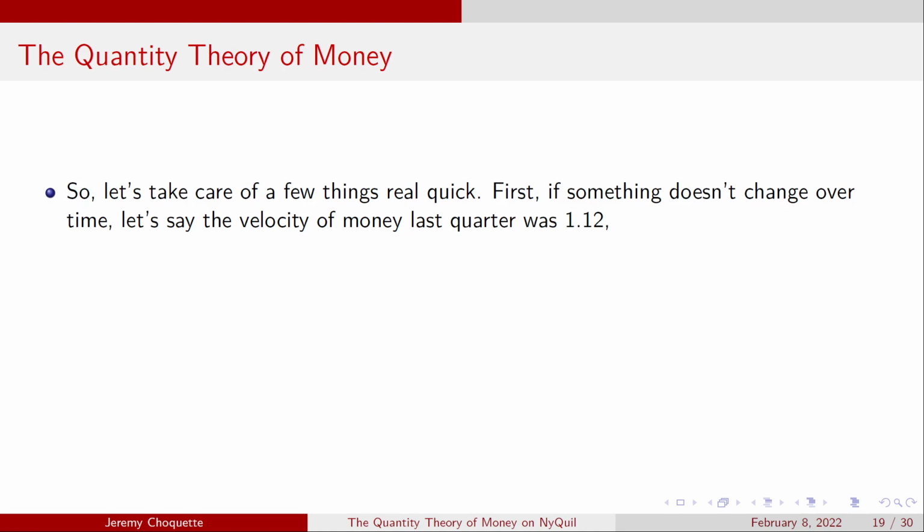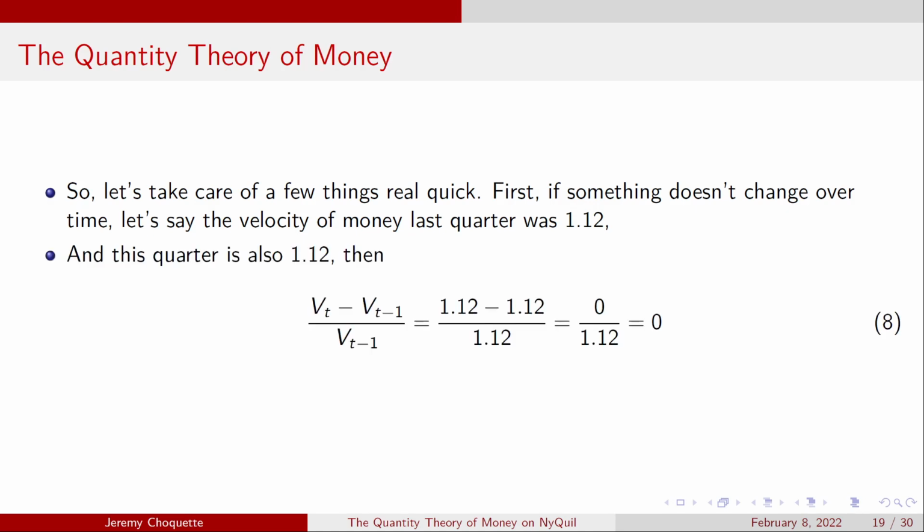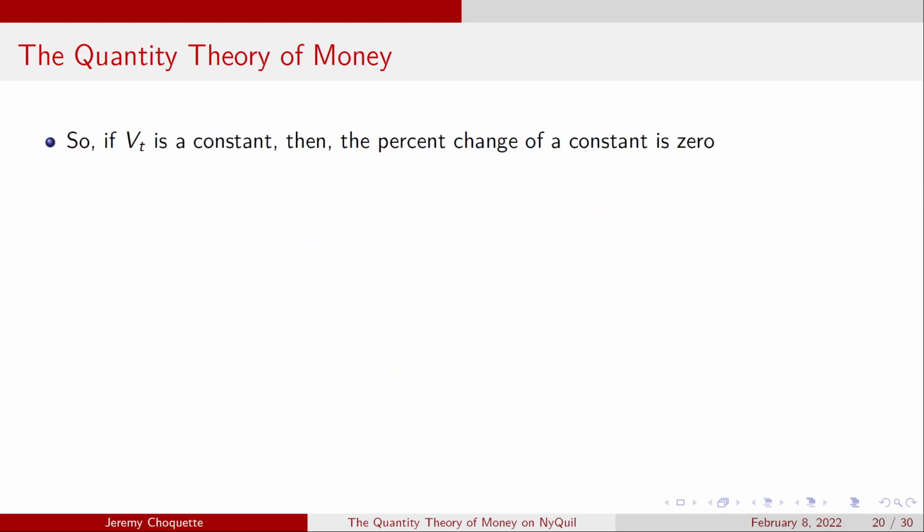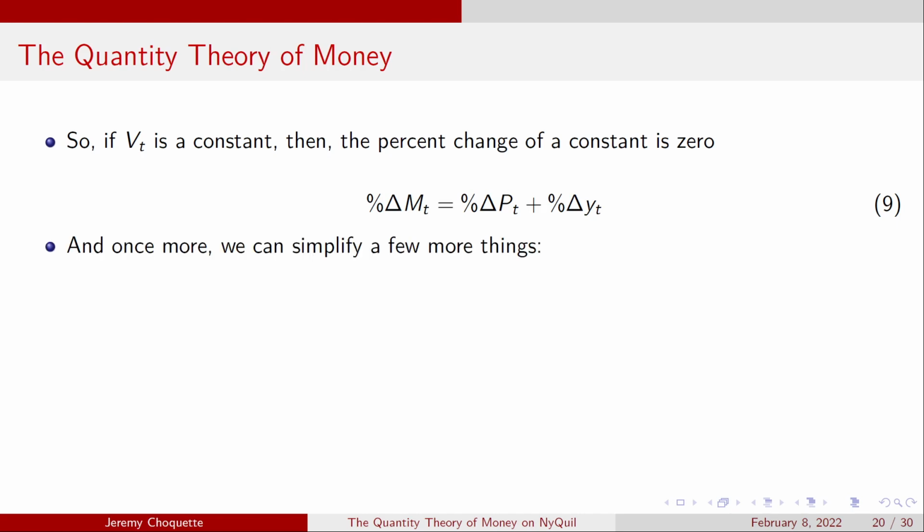First, if something doesn't change over time, let's say the velocity of money last quarter was 1.12, and this quarter it's also 1.12, then new minus old over old, 1.12 minus 1.12 over 1.12, equals 0. So if it's constant, or time invariant, its percent change over time is going to be equal to 0. V is a constant. The percent change of a constant is 0, which gives me this: the growth rate in the money supply equals inflation plus the growth rate in real GDP.